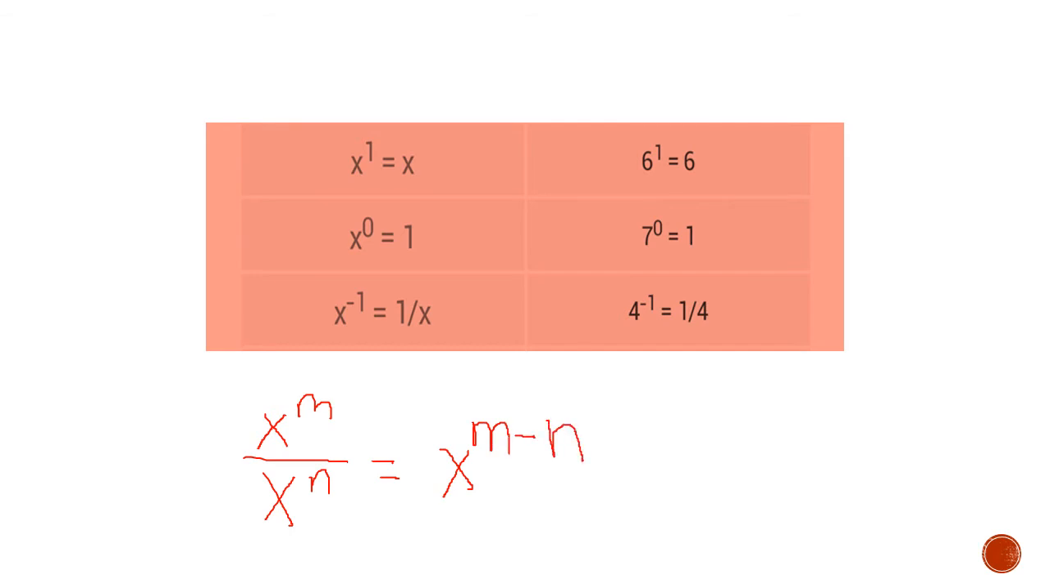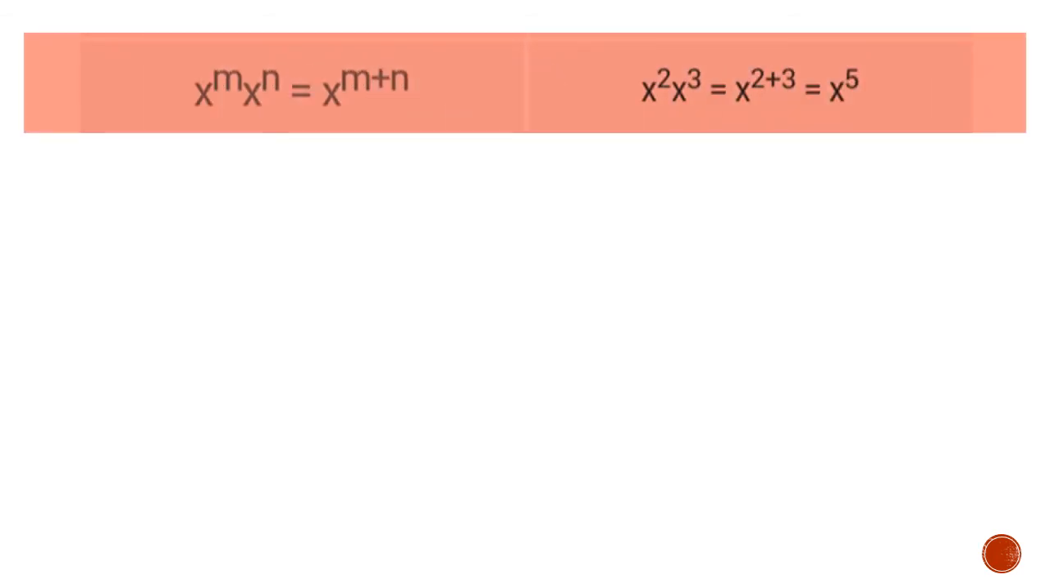Yan. So etong dalawang to, dito siya nanggagaling, na kung saan ma-explain natin further sa susunod na slides. So we have here x raised to m multiplied by x raised to n is equal to x raised to m plus n. So ang papansinin natin, pare-pareho sila ng base, therefore we can add their exponents. So x raised to 2 multiplied by x raised to 3 is equal to x raised to 2 plus 3 is equal to x to the 5th.